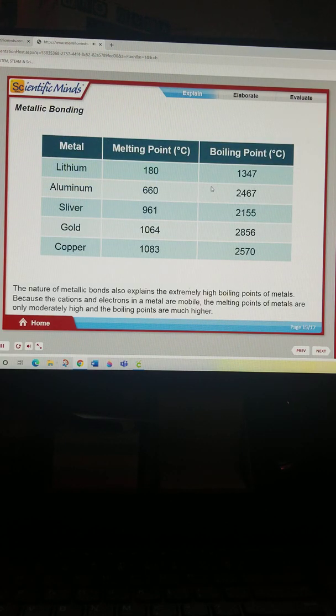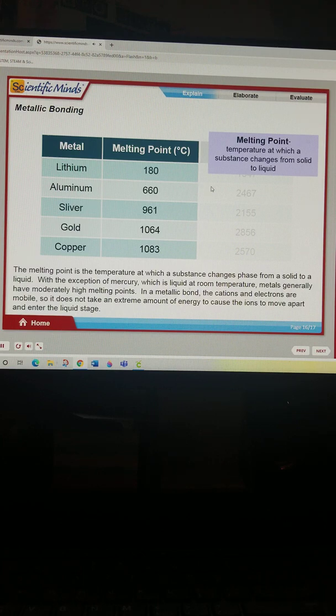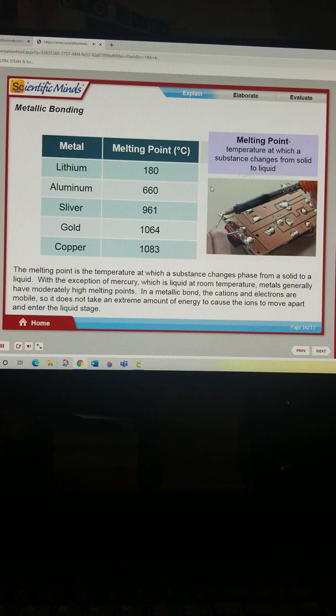The nature of metallic bonds also explains the extremely high boiling points of metals. Because the cations and electrons in a metal are mobile, the melting points of metals are only moderately high, and the boiling points are much higher. The melting point is the temperature at which a substance changes phase from a solid to a liquid. With the exception of mercury, which is liquid at room temperature, metals generally have moderately high melting points. In a metallic bond, the cations and electrons are mobile, so it does not take an extreme amount of energy to cause the ions to move apart and enter the liquid stage.